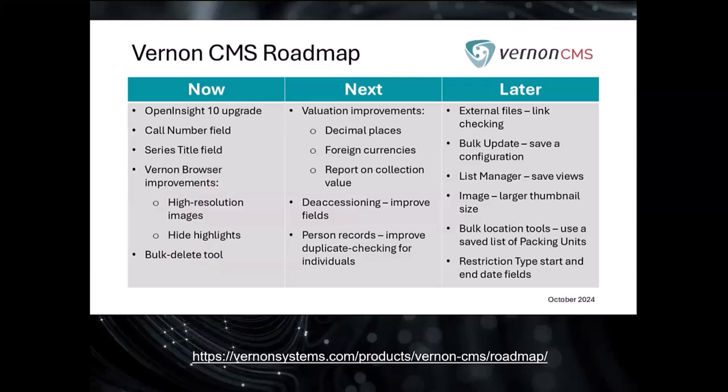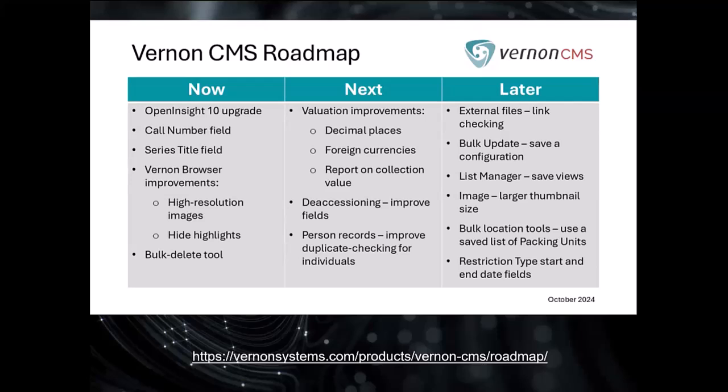We've also published our longer-term roadmap on our website, and so that shows what we're working on at the moment, what we'll be working on next, and what we've got planned in the slightly longer term. So I've described what we're working on at the moment. The next things we're looking at are improvements to valuations. That includes support for decimal valuations, better support of foreign currencies, and a built-in report for doing valuation totaling across collections.